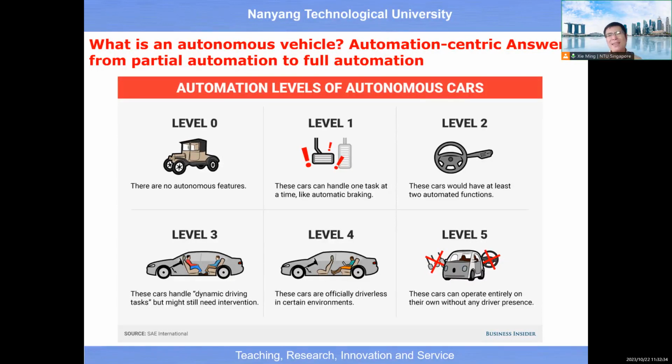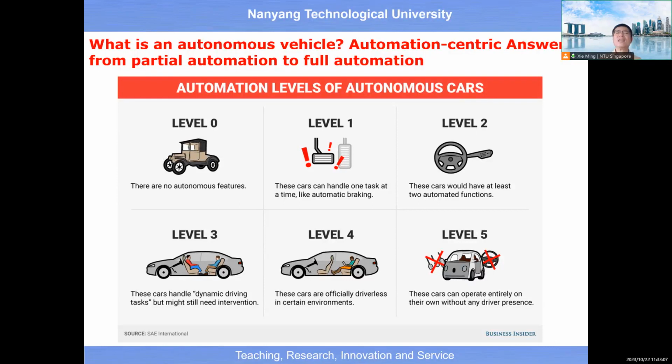So in the public domain, if you ask the general public this question, what is an autonomous vehicle? I guess you will receive all kinds of answers, right? And in general, there are three typical answers to this question. One type of answer is automation-centric. People think in terms of automated functions, automated tasks.